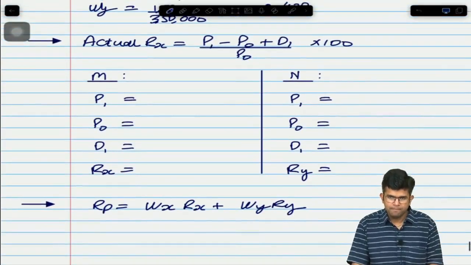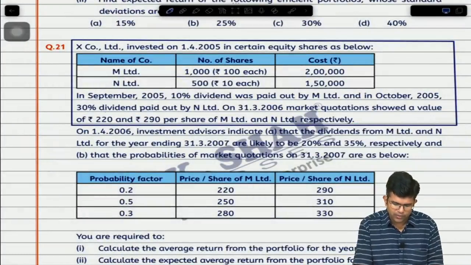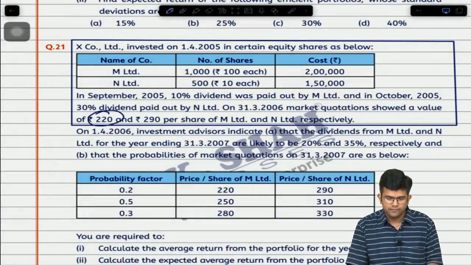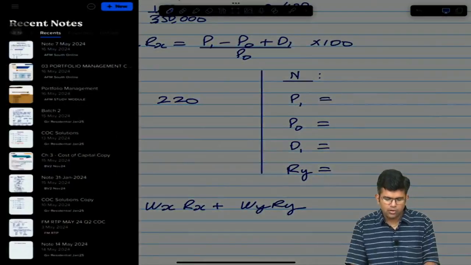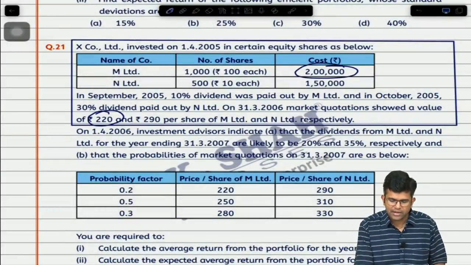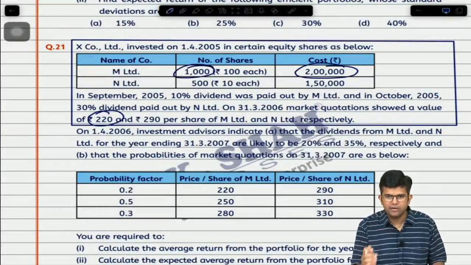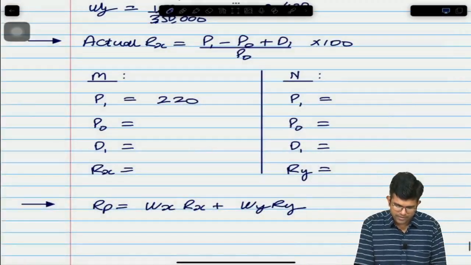For M, P1 is 220. You got this? For M, P1 is 220. How did you get P0? Can I say P0 will be 2 lakh divided by 1000? You are able to figure that out? 2 lakh divided by 1000, that is 200.